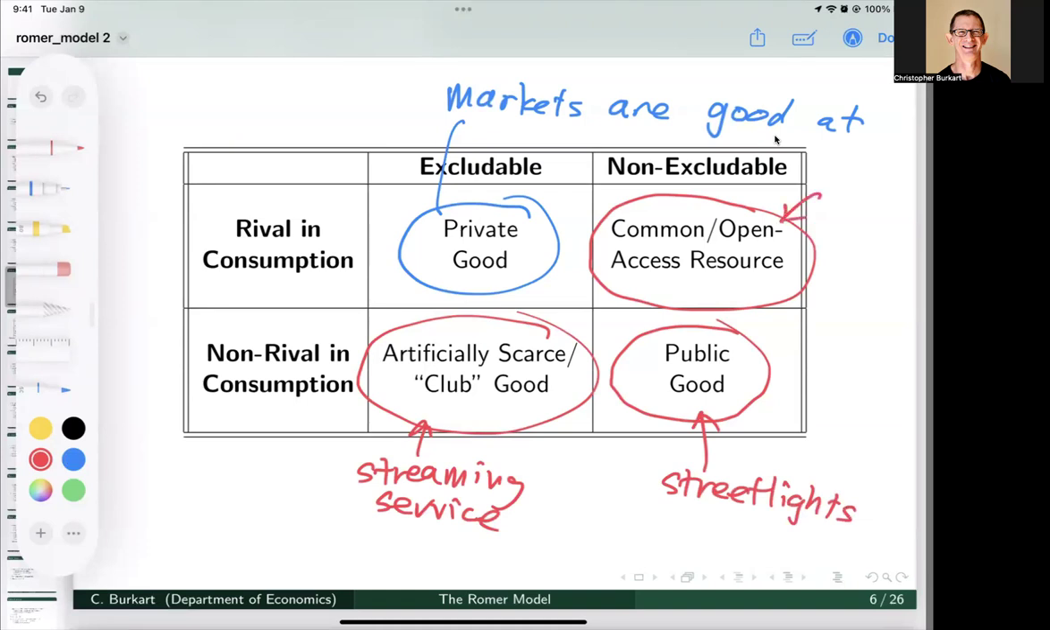And then fisheries are kind of a classic example here of something that is an open access resource, or sometimes called a common resource. This is a market failure that is sometimes referred to as the tragedy of the commons. But anyway, markets are really only good at providing private goods. They are not very good at providing these other types of goods.